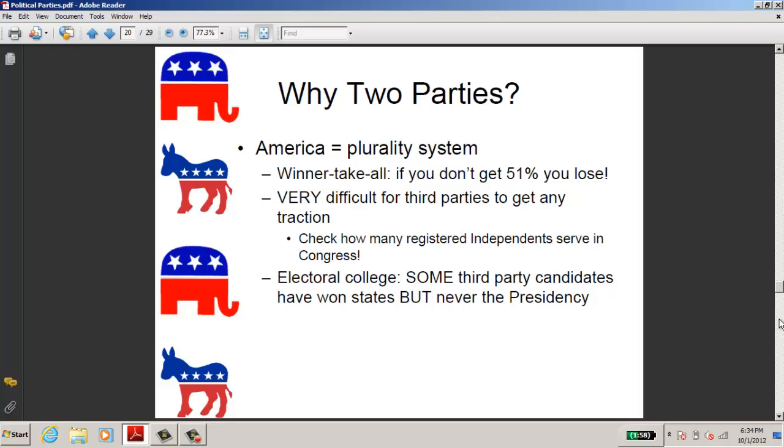Even in the Electoral College, which is also winner-take-all, even though it's at the state level, you still need 51% of the vote. Some third-party candidates do win states. George Wallace, for instance, in 1968, wins part of the South with his segregationist platform, but they're not able to win the presidency. So you have never had a third party burst onto the scene and win the presidency, in large part thanks to the plurality system.